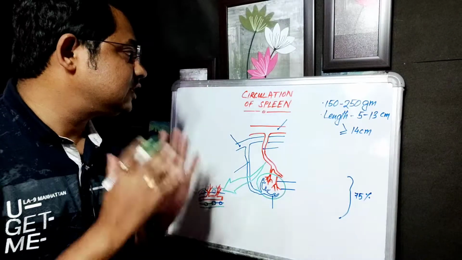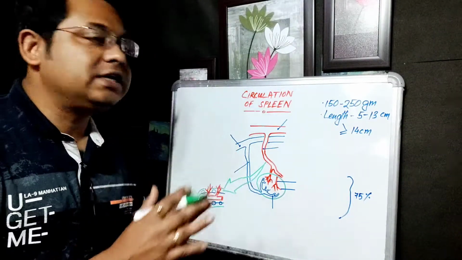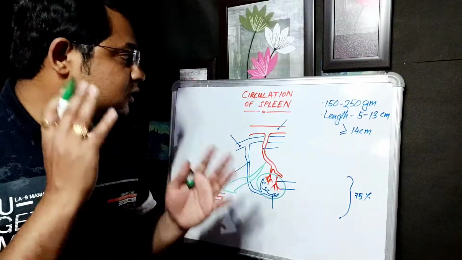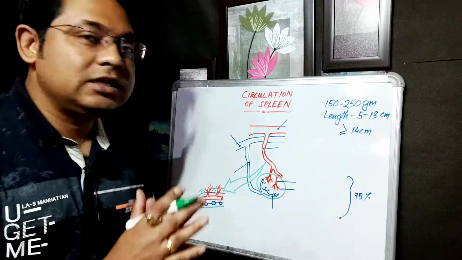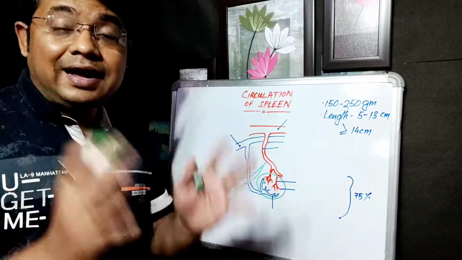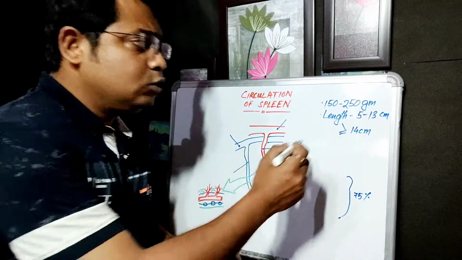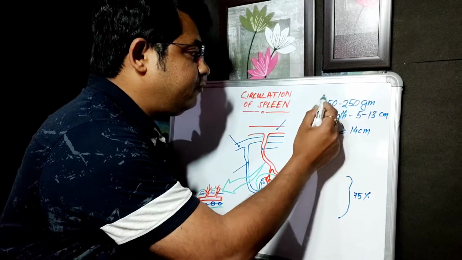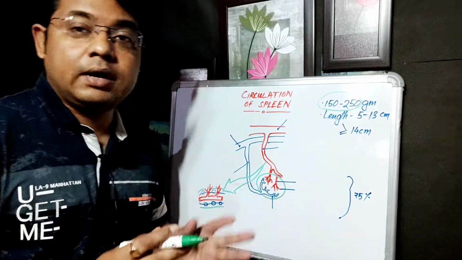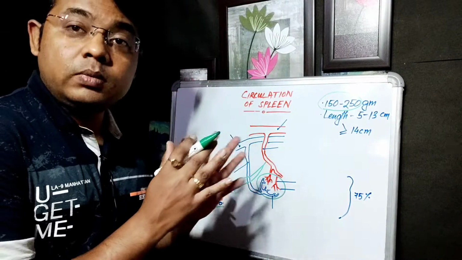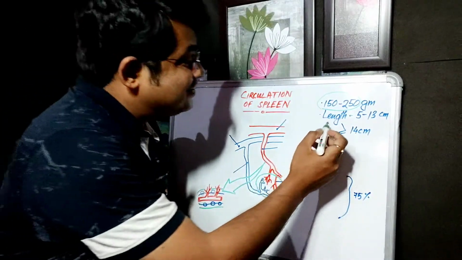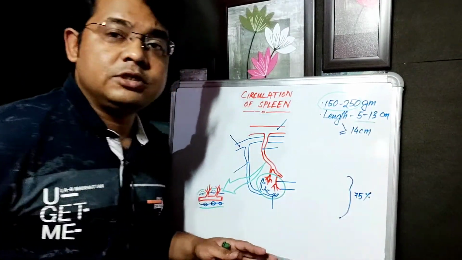Today's topic is circulation of spleen, or splenic circulation. Now, as we know, the spleen is a vital organ for our body. It lies in the upper abdomen just below the ribs, and it usually weighs about 150 to 250 grams. That is its normal weight, and its length is 5 to 13 centimeters.